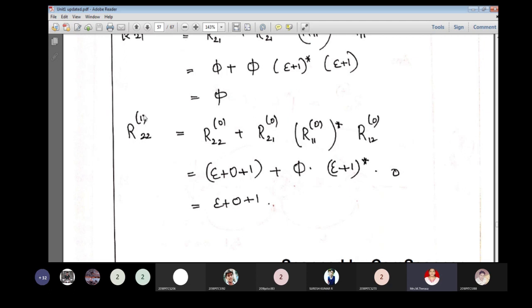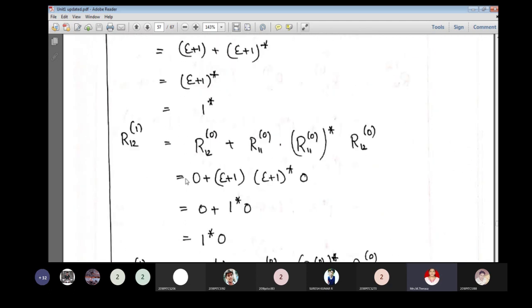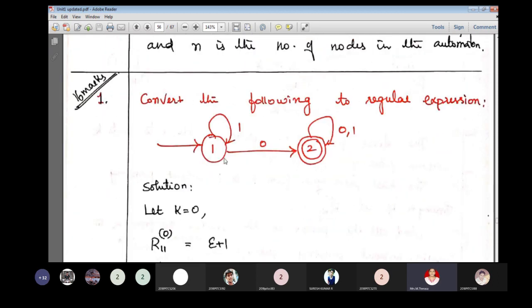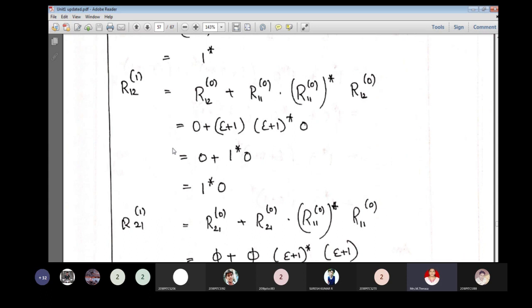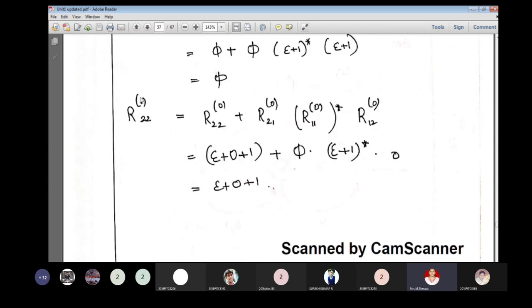So R22 power 1 is epsilon plus 0 plus 1. But what is the final answer for this diagram? It is R12 power 2, as the total number of states is 2. So up to this we have got the answers for power 1, isn't it? K is equal to 1.